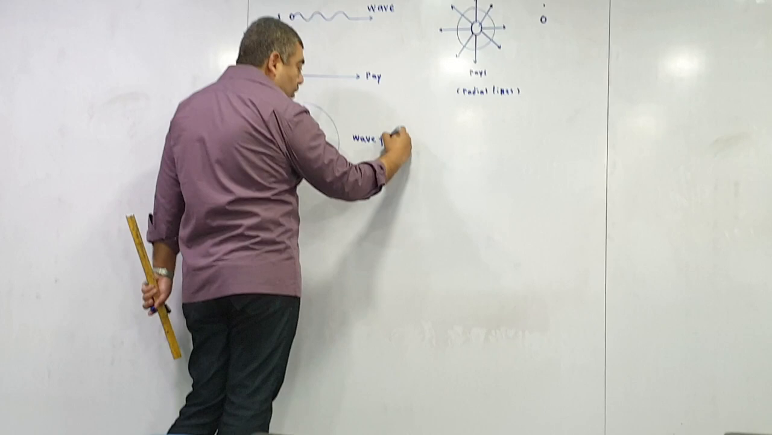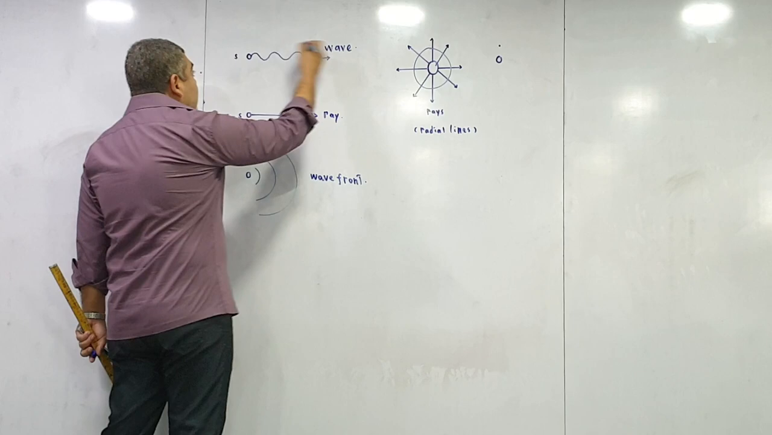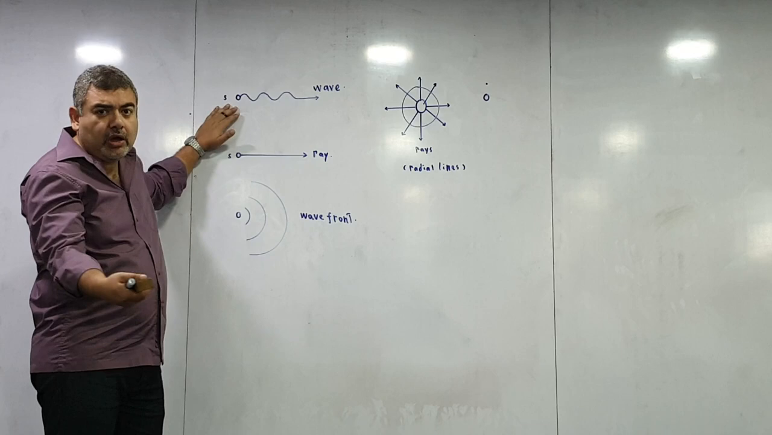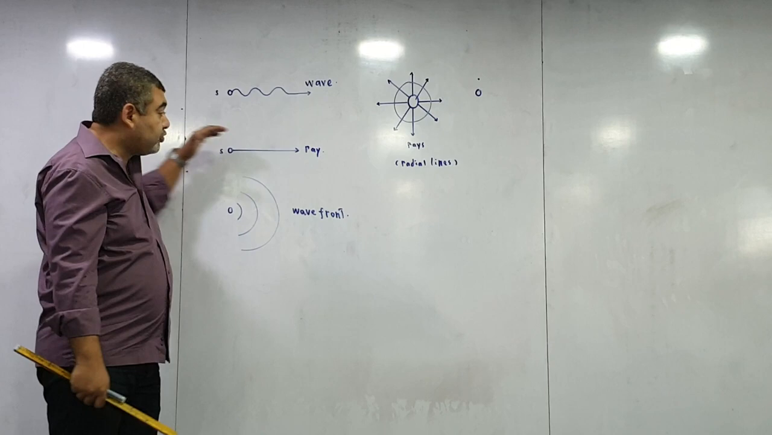So agar main kisi bhi point source se, point means the spherical source se waves ki emission show karu, ray ki emission show karu, or wavefronts. The waves are shown like this. We all know it's a transverse wave consisting of crest and troughs. This is the ray which is traveling in the straight line, and this is the wavefront. What wavefront is it then?